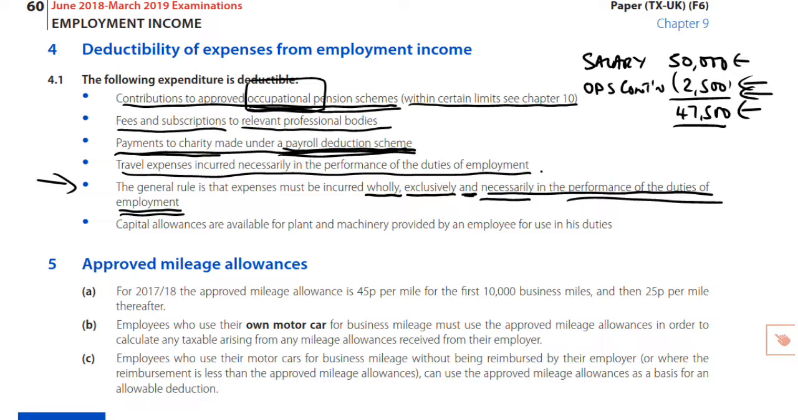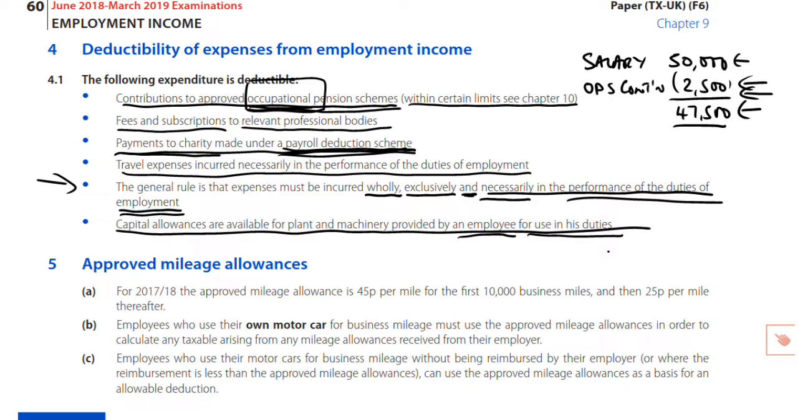Something similar to what you saw in trading income, that in relation to expenditure by the trader, rather more likely indeed on the trader, on plant and machinery, you collected capital allowances. Well, it is possible here that we now get capital allowances available for plant and machinery provided by an employee for use in his duties.